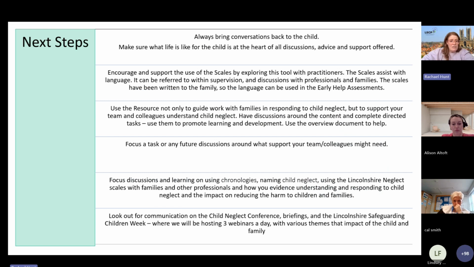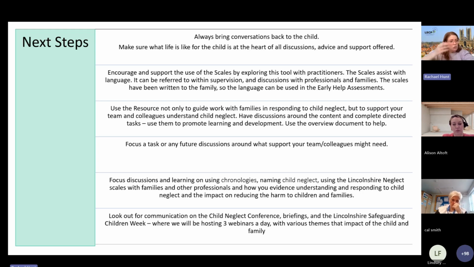Some key things we say at the end of most of our briefings is we always want to bring the conversation back to the child. So make sure what life is like for them is at the heart of all of your discussions, any advice and support that you're offering. I think we all share that passion and we all want to make sure that's how we're working. Encourage and support the use of the scales, explore it with your practitioners, use it to assist in language, refer to it in supervision, so talk to it as much as possible.